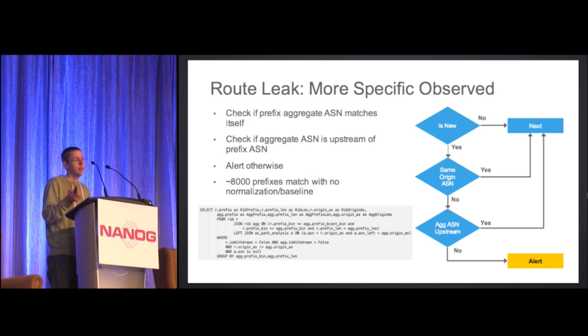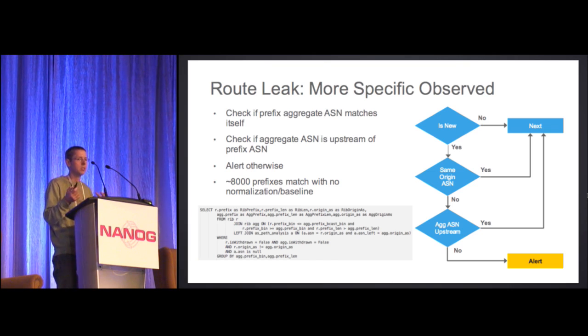So one of them is to look at more specifics being observed. In this particular case, we already normalize our database. We already know with those RIB dumps what we've received, so we know if we have a new prefix or not. We can immediately check if this is a prefix that's already known, or is it truly a new specific prefix. If it's a new prefix, then we check to see if the originating ASN is the same or not for the aggregate. So we look up the aggregate and determine, do those match or not?